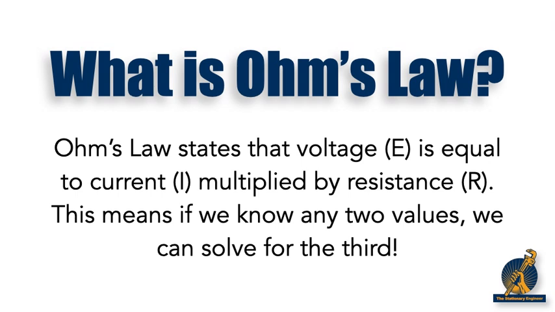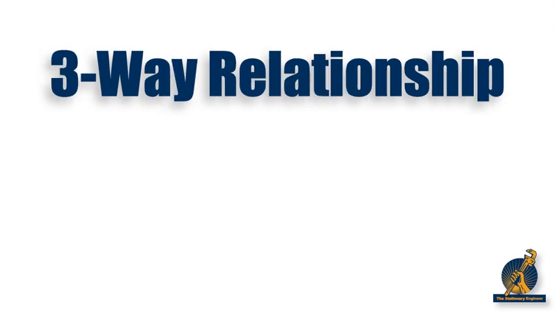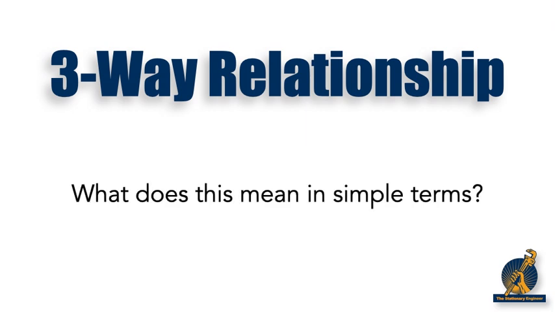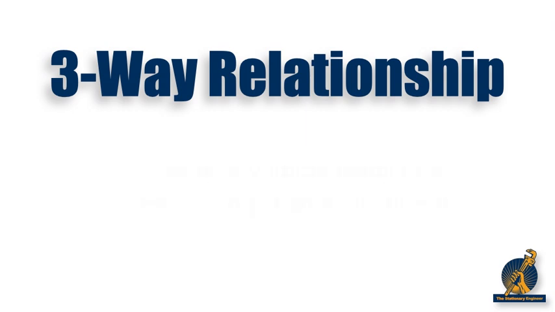I know everyone loves math. This is a little algebra for you. If you have two variables, you can always solve for the third. Ohm's Law also states that voltage is directly proportional to current and inversely proportional to resistance. So what does that actually mean in simple terms?